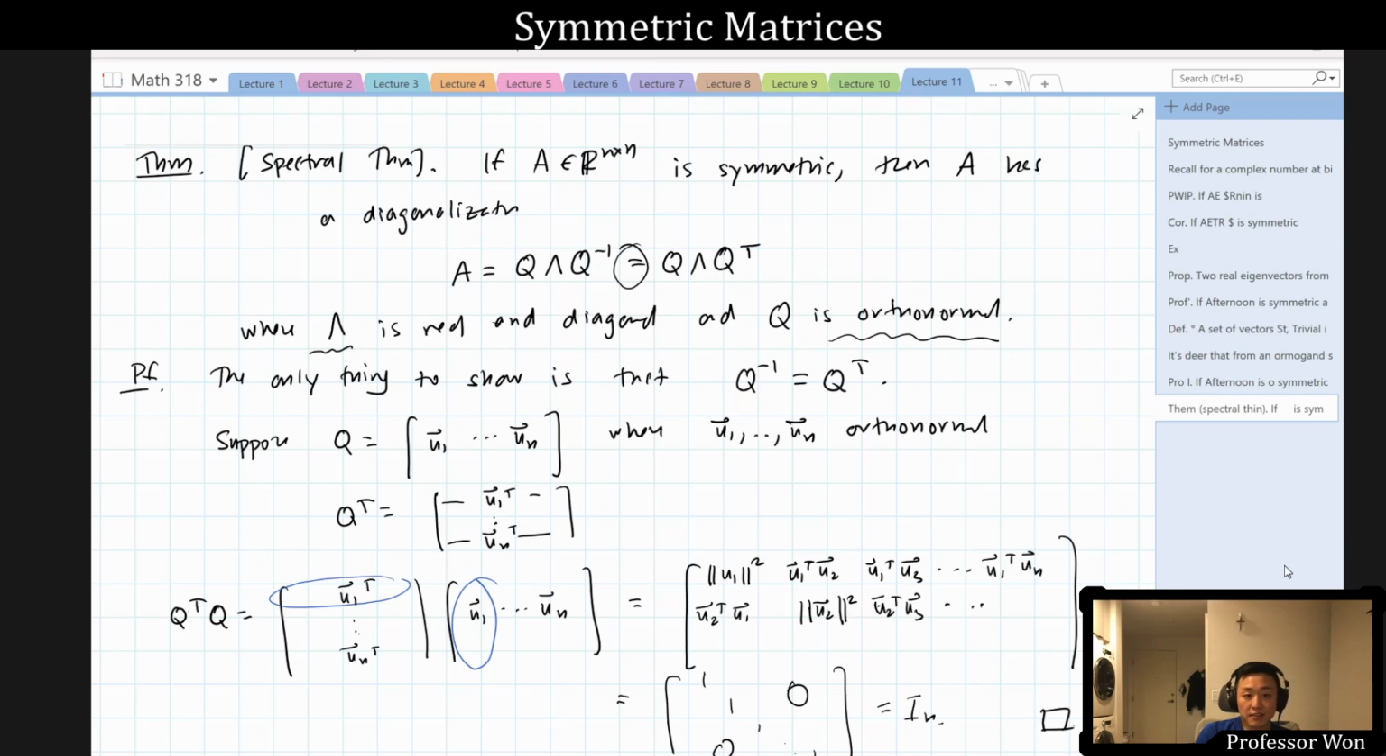Okay, so this spectral theorem is what we've been building up to the entire lecture so far. The eigenspaces of a symmetric matrix are so nice that you can write down a diagonalization like this. All real eigenvalues. The diagonalization matrix is orthonormal, which means that its inverse is its transpose, so it's very easy to find the transpose.